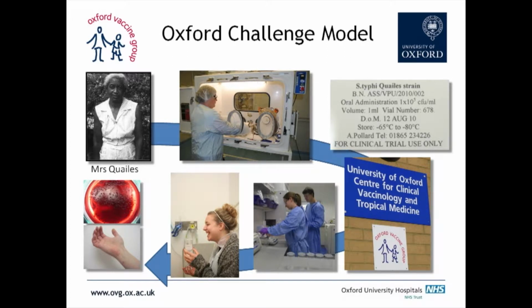And on the day of challenge, we make up the Salmonella strain in a bicarbonate buffer. First of all, the volunteers drink some bicarbonate to neutralize gastric acid, which gives a much smoother take in the challenge model if gastric acid is neutralized. And then after that's happened, they then drink the Salmonella typhi, and we follow them for the next 2 weeks to see who develops typhoid. And in the model, about 2/3 of people who are challenged will develop typhoid.